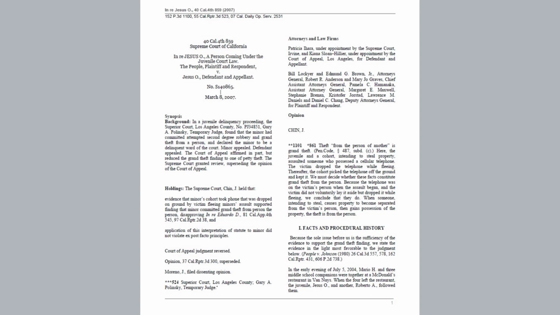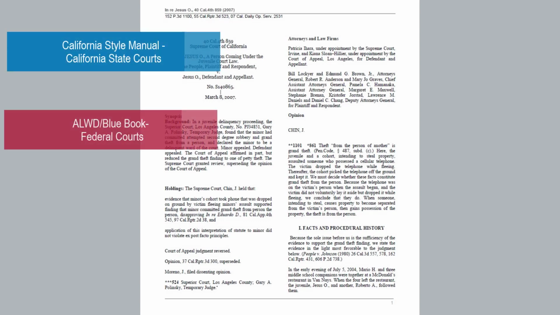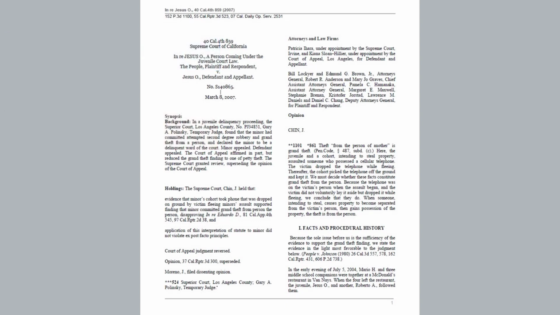We're actually going to learn both in this class, the California Style Manual and the ALWD or Blue Book Style Manual. And we're going to use both because both are used in California. California Style Manual is common in California state courts. ALWD or Blue Book is common in the federal courts in California.